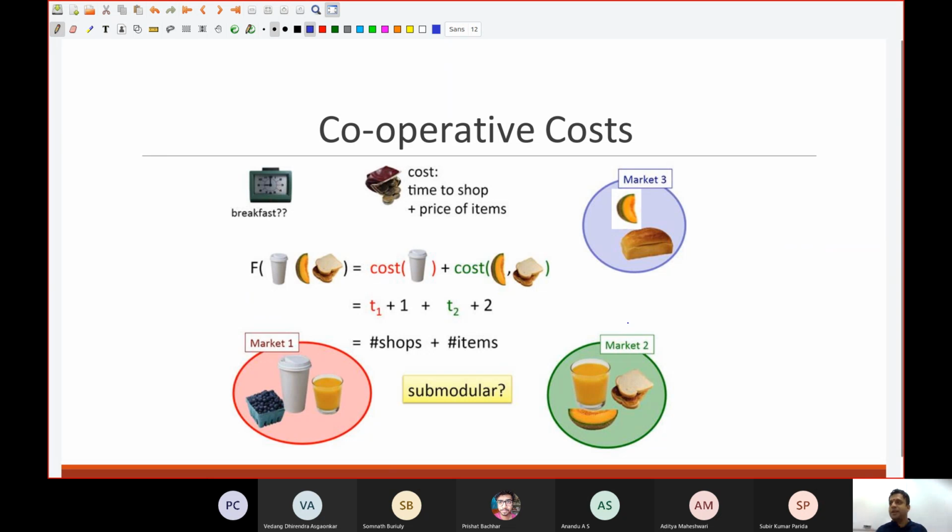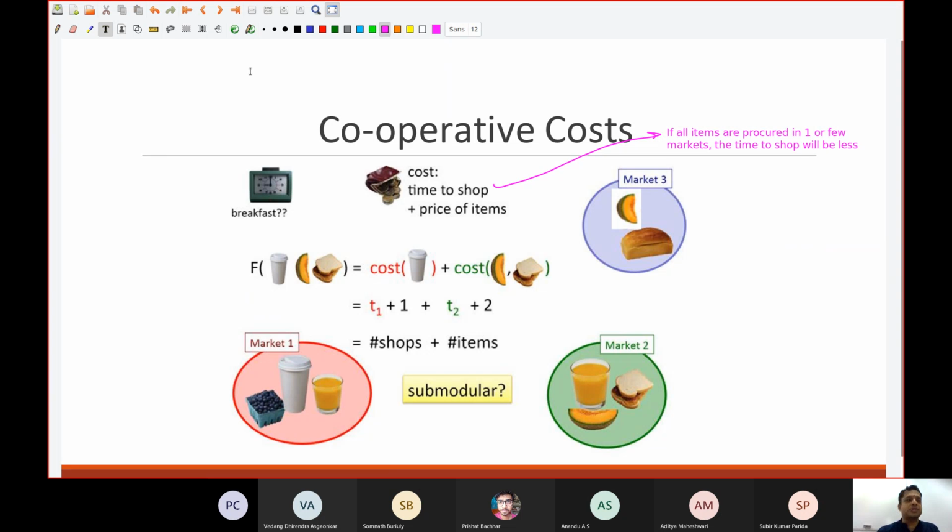Now, you would like to get all of them in one place. So you want to minimize the cost of procuring these goods. The cost is time to shop and price of items, both. Maybe if you go to one market, they will give a discount as well. So time to shop, let's understand the intuition for time to shop. If all items are procured in one or few markets, the time to shop will be less.